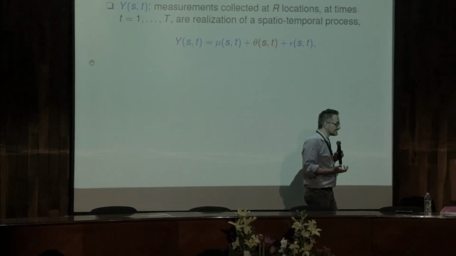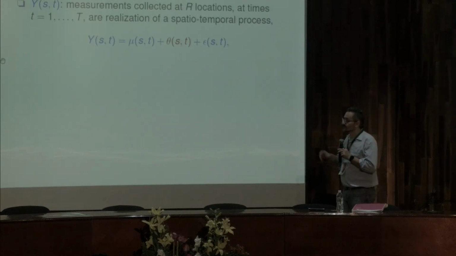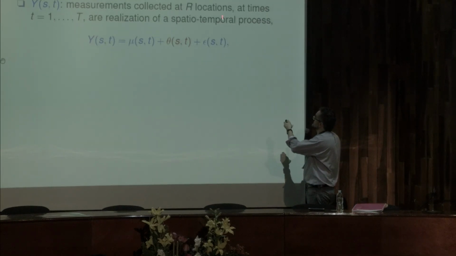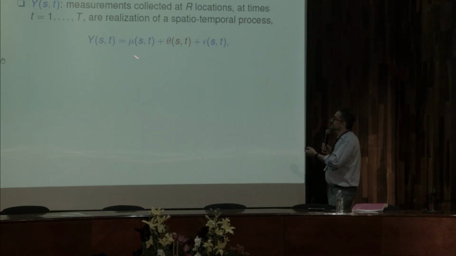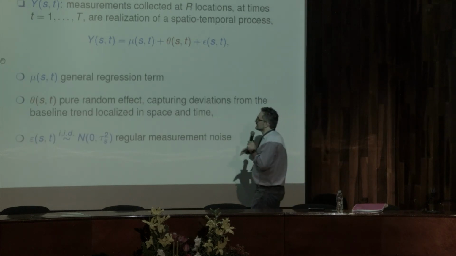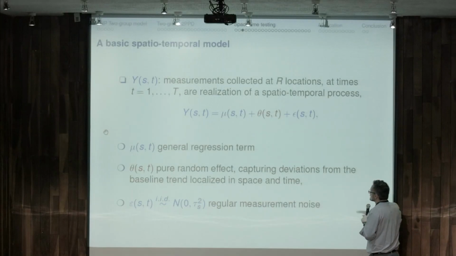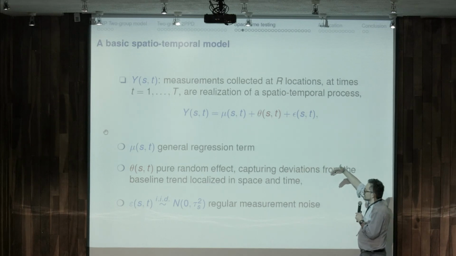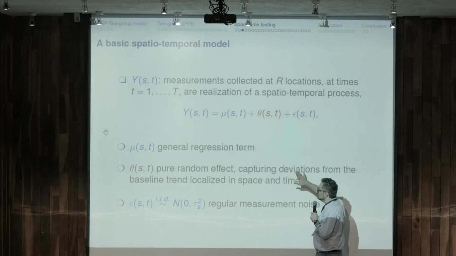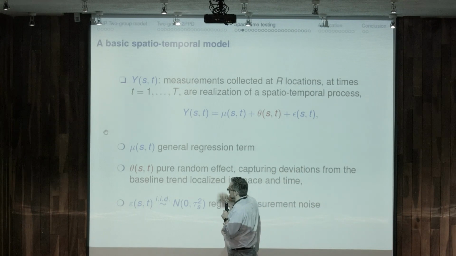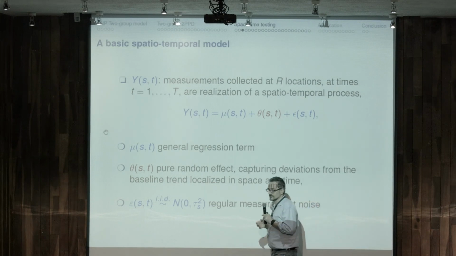And in spatial-temporal statistics, the type of model that is typically used is a random effect model that assumes that the measurements collected at different locations at different times are realizations of a spatial-temporal process that is usually characterized by three different components. One component is a general regression term, one component is a pure random effect that captures deviations from the general regression term that can take into account usual covariates. We may not know the covariates that specify the pure random effect, and also a regular measurement noise.